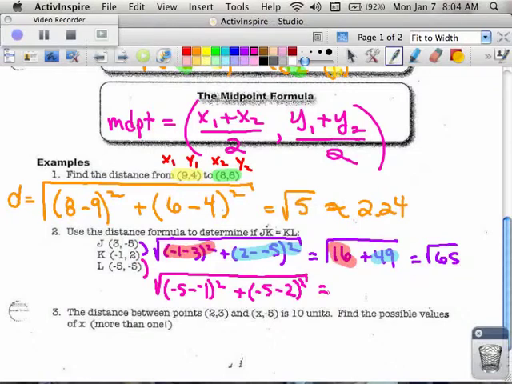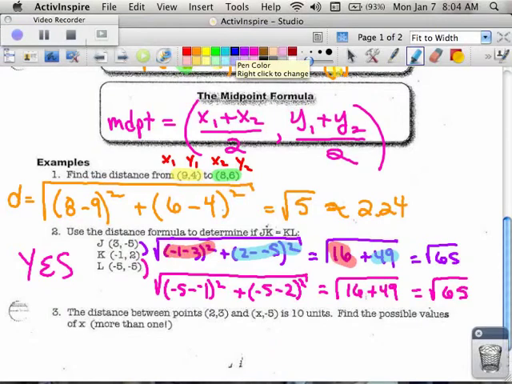In the very first parentheses, negative 5 minus negative 1 is negative 4. If I square negative 4, I get positive 16. In the second parentheses, negative 5 minus 2 is negative 7. But negative 7 squared is positive 49. And what I notice is these both turn out to be the square root of 65, so the answer to this question is yes, they are the same length. So looking inside, this information was 16, and this information was 49.